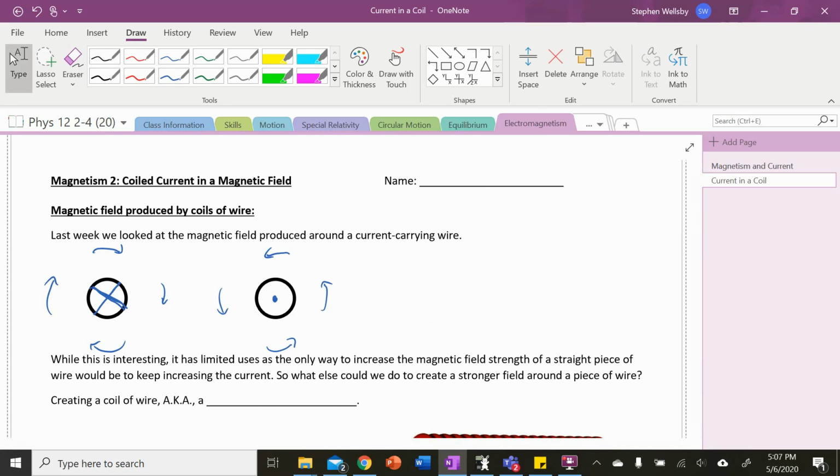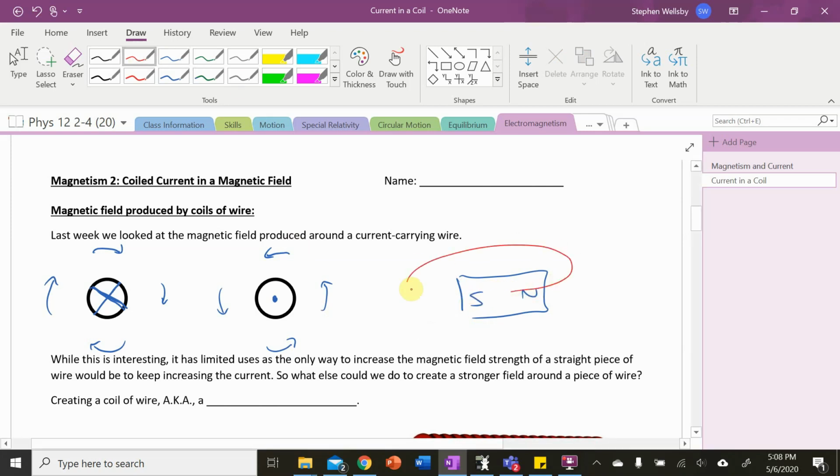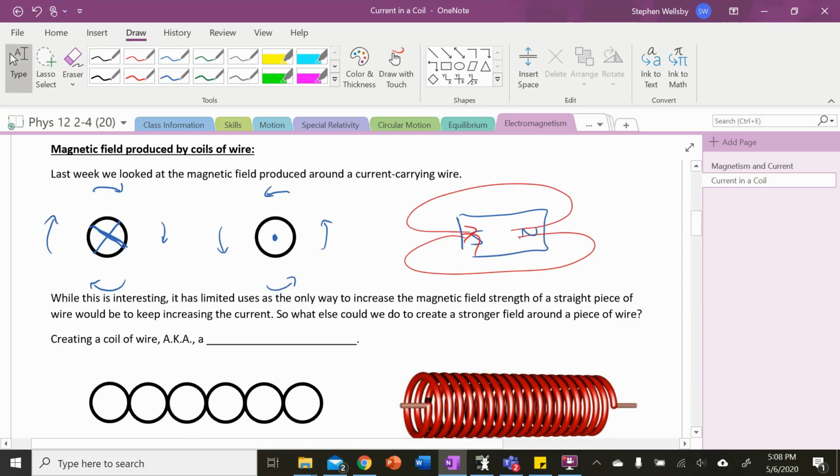So how would we create a stronger magnetic field around a piece of wire? And how could we make a magnet go in one direction as well? Instead of being a circular path, what if we wanted our magnet to be more like a straight magnet, where we have something like this? So in a normal magnet, we would have our magnetic field go something like this, in this direction, going from north to south. Well, we can do that by creating a coil of wire.